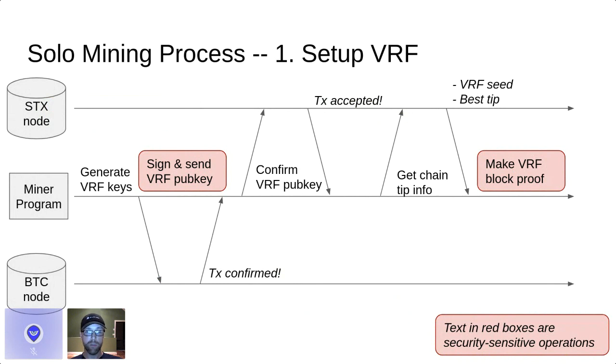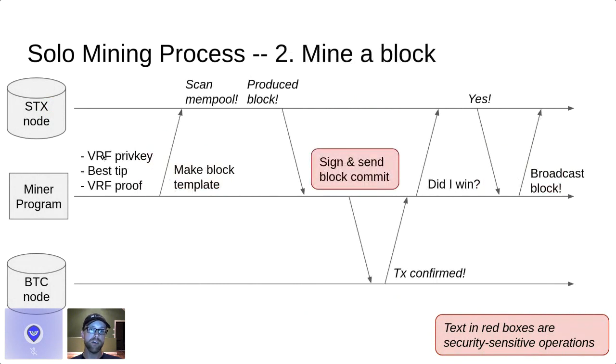So step 2, mining a block. We have our VRF private key. We have the best chain tip we got from the Stacks node, and now we have this VRF proof. So now we have enough information to make a block template. So here's how we do that.